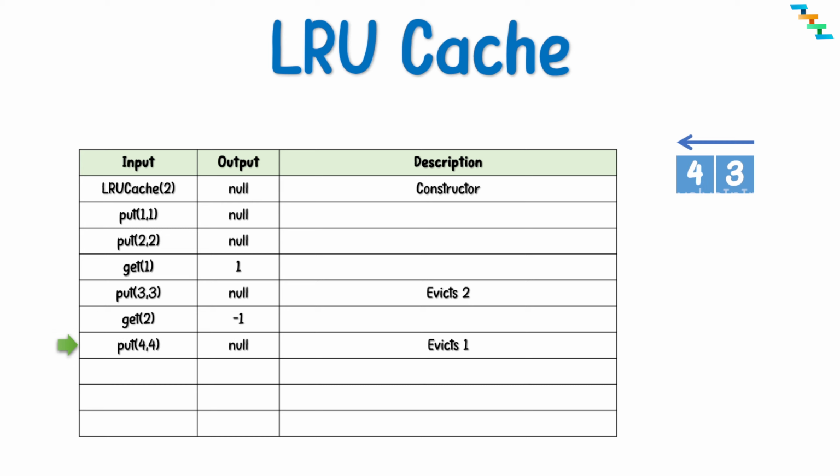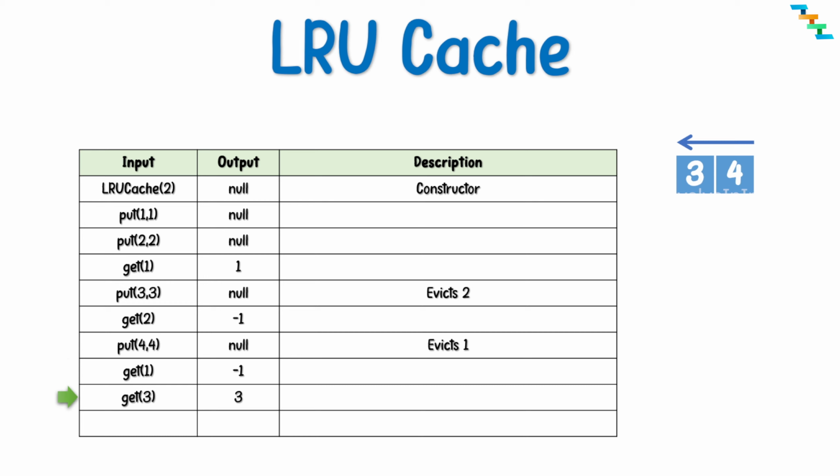Use the put function to add the entry with key 4 and value 4. As the cache has already reached its limit, we need to evict the entry with the key 1, which is least recently used, and add this entry to the cache. Now the entries with keys 4 and 3 are present in the cache, where 3 is least recently used. We will try to get the value associated to the key 1. The entry with key 1 got evicted and is not present in the cache, so we return -1.